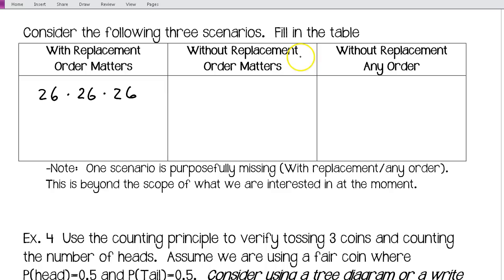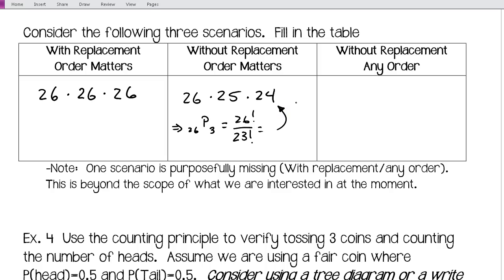Without replacement, order also matters. So again, we have 26 choices for the first letter, but now we're going to keep that out. So that would be times 25 times 24. And again, this is the same as the permutations of 26 letters 3 at a time, which would be 26 factorial over 23 factorial, which is basically what we have over there.